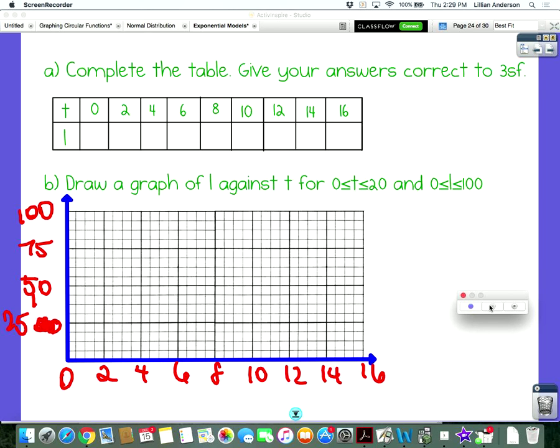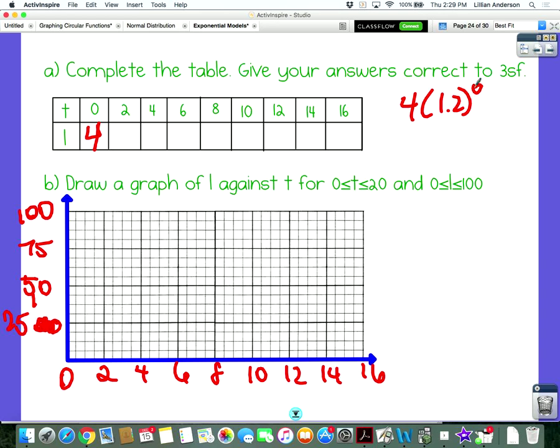So you complete the table. When T is 0, what's your length? It was 4, so it was just 4 times 1.2 to the 0 power. What about 6? What did you get for 6? 11.9. 3 significant figures. What was 16?